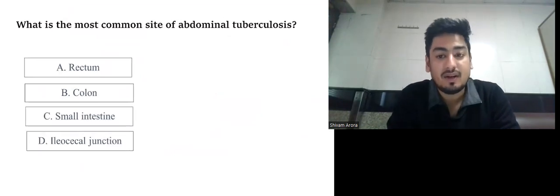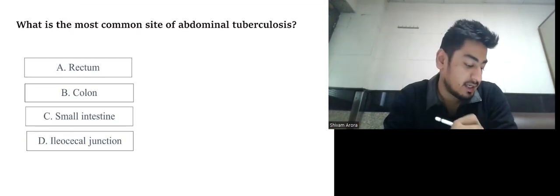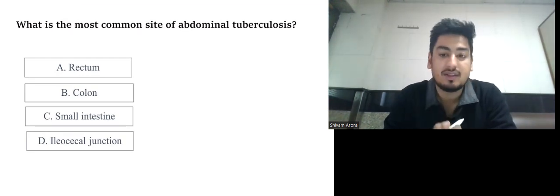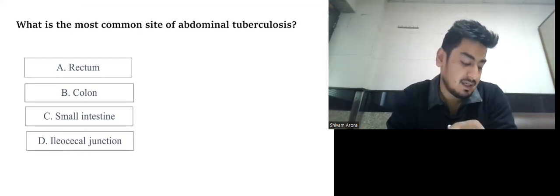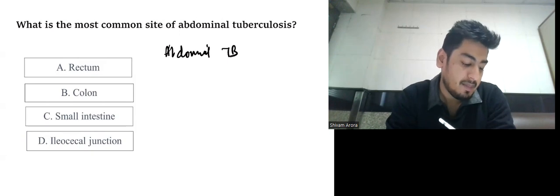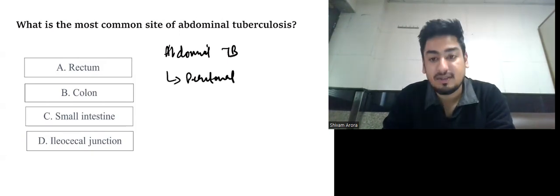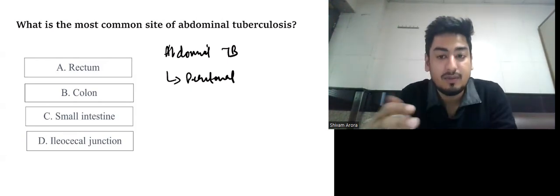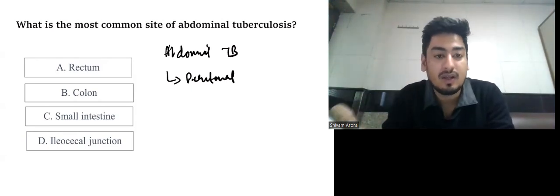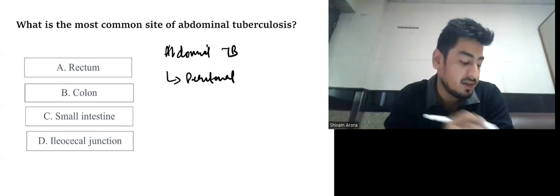Now this is the third question: what is the most common site of abdominal tuberculosis? Rectum, colon, small intestine, ileocecal junction. So first of all, let us discuss abdominal TB. We have four types of abdominal TB. Peritoneal, which presents as ascites. That ascites would be high SAAG or low SAAG, that you have to tell me in the comment section.